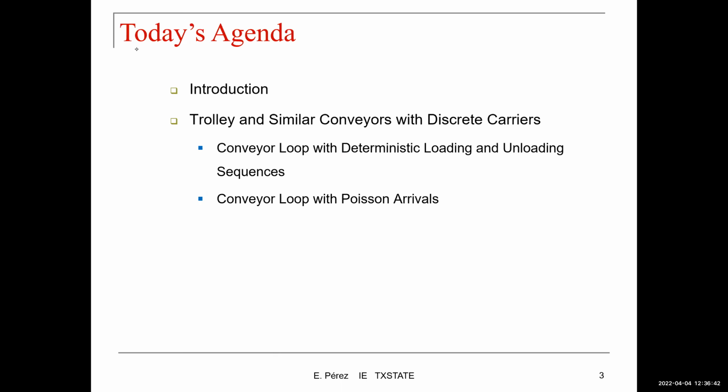And this is assuming what we call a deterministic loading and unloading sequence. So anybody knows the difference between deterministic and stochastic? So when we say deterministic, what does that mean? Anybody remember the difference between deterministic and stochastic? Okay, so if you're an industrial engineer, you take a class IE 3340 that is called deterministic operation research, and then you take another class that is called stochastic operation research. So there's a difference between those two.